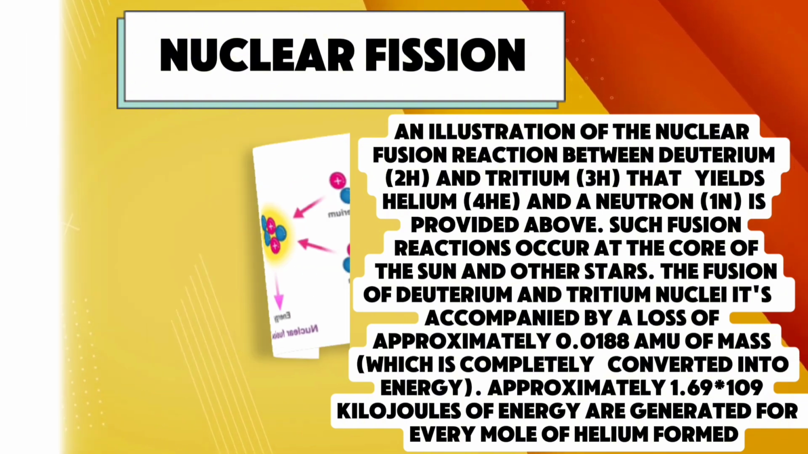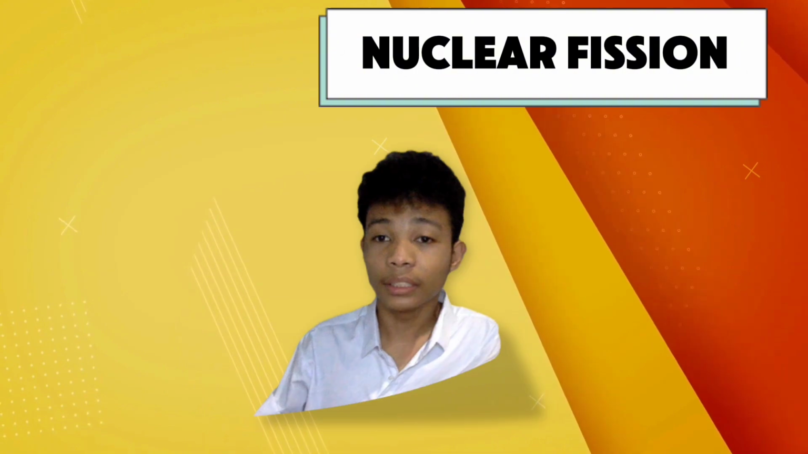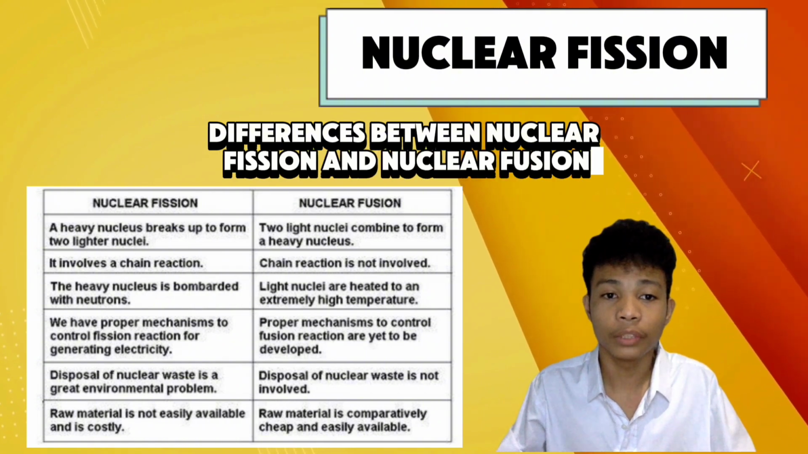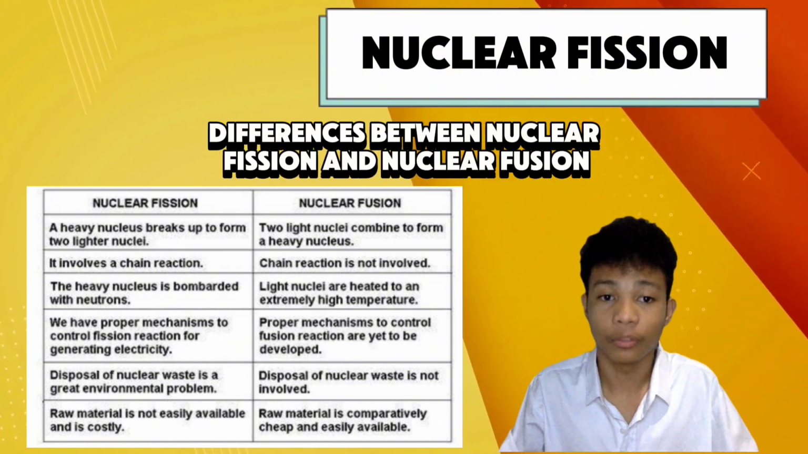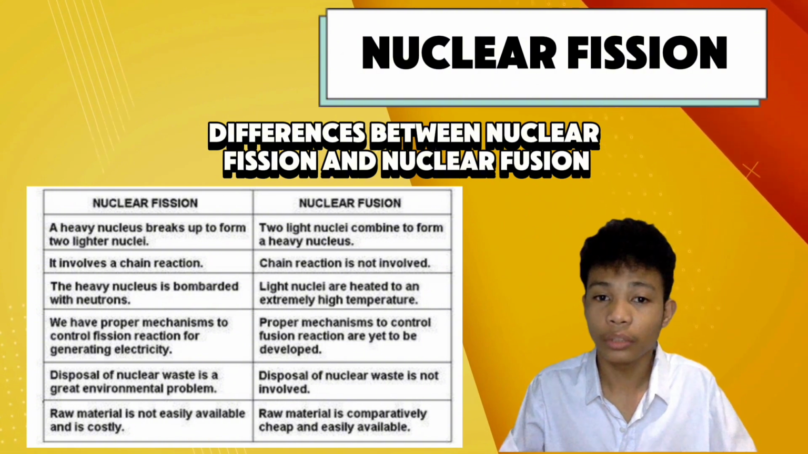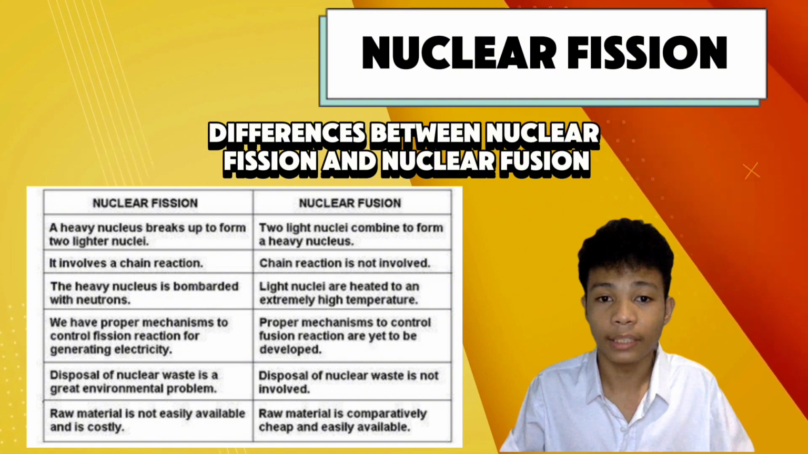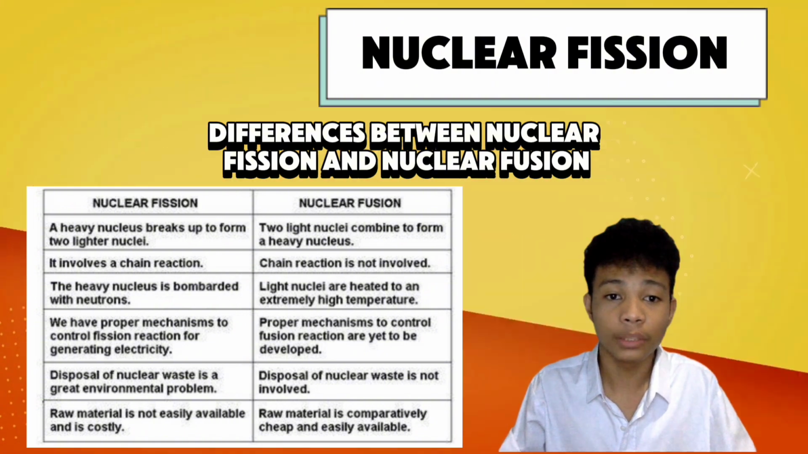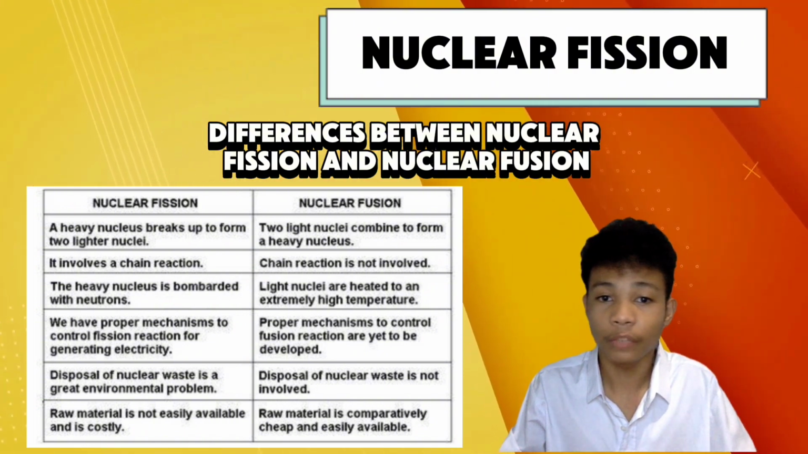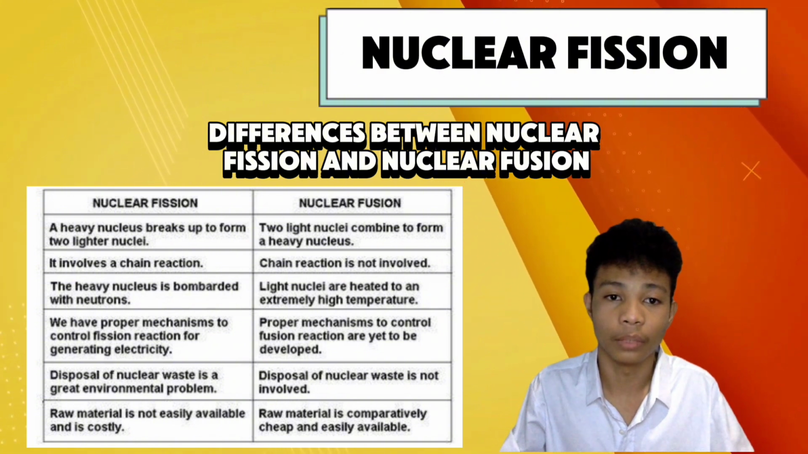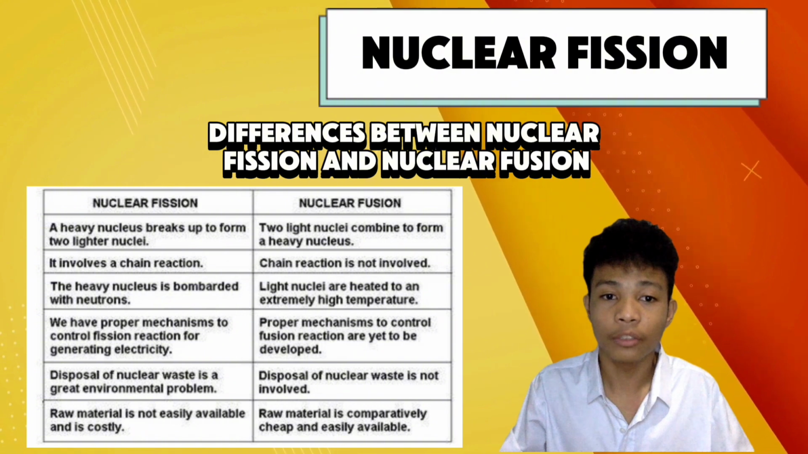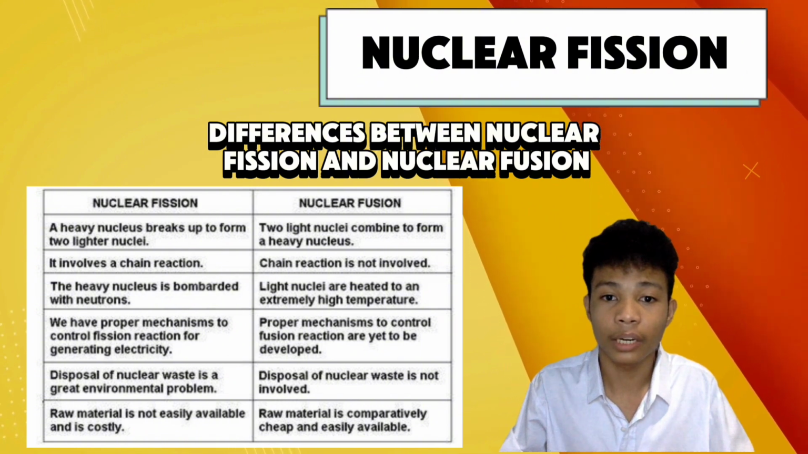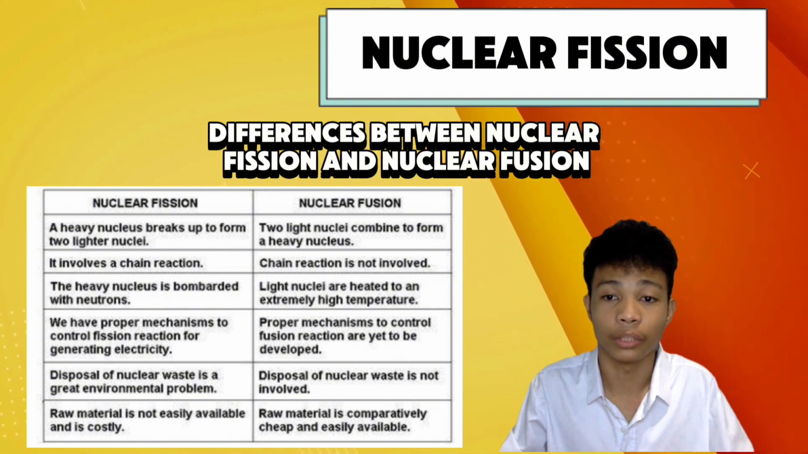So what's the difference between nuclear fission and nuclear fusion? In nuclear fission, a heavy nucleus breaks up to form two lighter nuclei, while in nuclear fusion, two light nuclei combine to form a heavy nucleus. Nuclear fission involves a chain reaction, while in nuclear fusion a chain reaction is not involved. In nuclear fission, the heavy nucleus is bombarded with neutrons, while in nuclear fusion, light nuclei are heated to an extremely high temperature, etc.